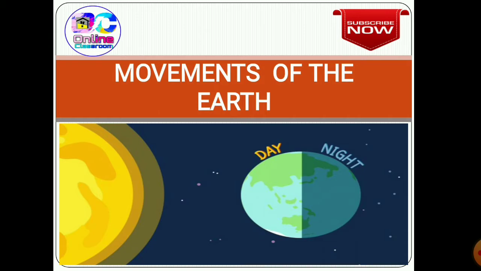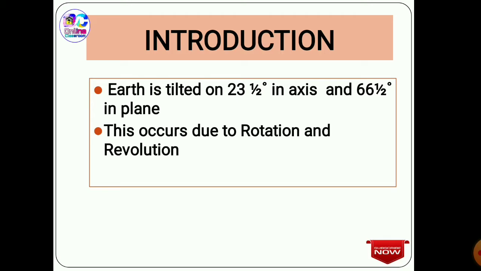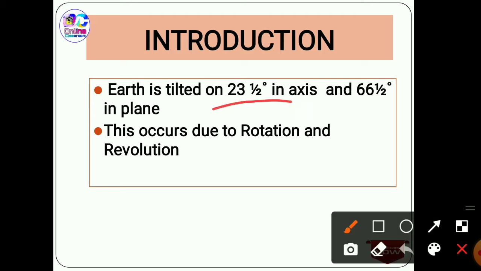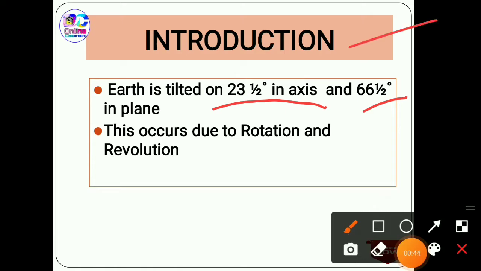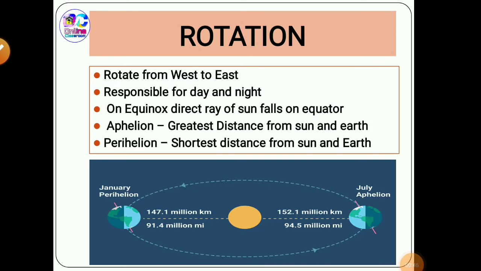Now moving to the topic, what we know about the movement of the earth is, first, that the earth is tilted on an axis of 23.5 degrees, and to the plane it is tilted at 66.5 degrees. This helps in the two motions of the earth, that is, one is rotation and another is revolution. Next we are going to talk about the causes, or what the rotation results in.